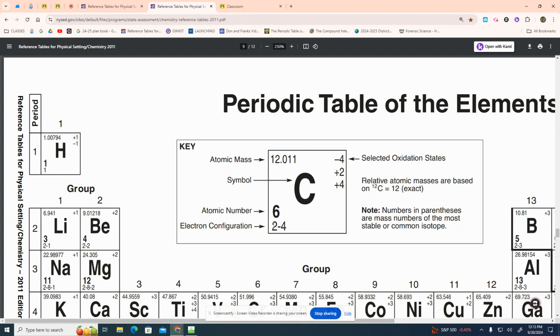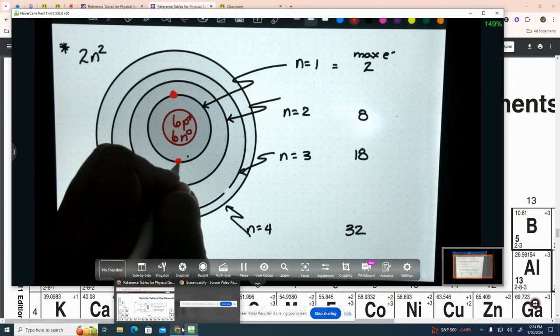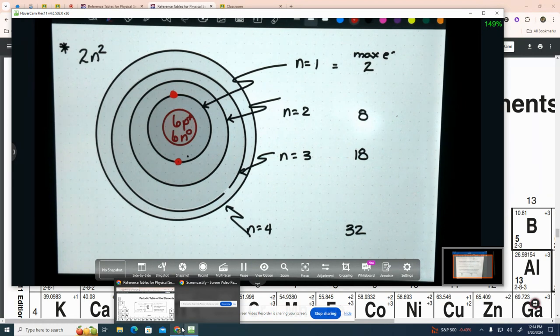So this first number right here is telling me that in the first energy level there are 2 electrons. So if I go back to my drawing, in the first energy level, which is this n equals 1, there are 2 electrons. That's why I'm putting 2 electrons on that first ring. Easy peasy lemon squeezy. They tell you where they go. You don't have to remember where they go.